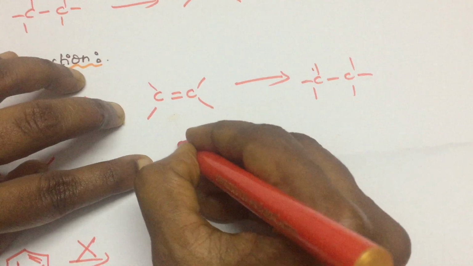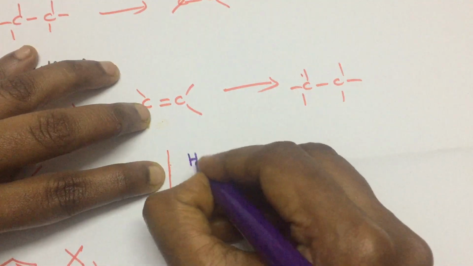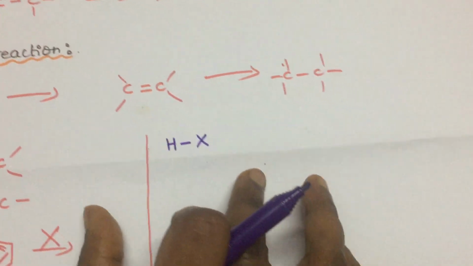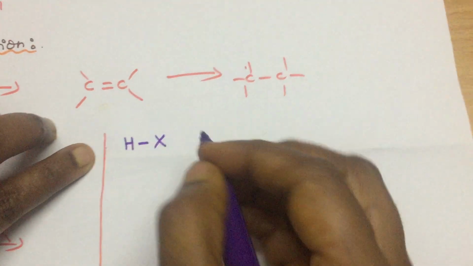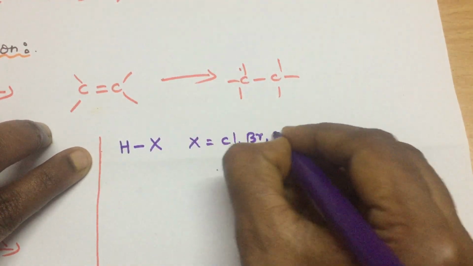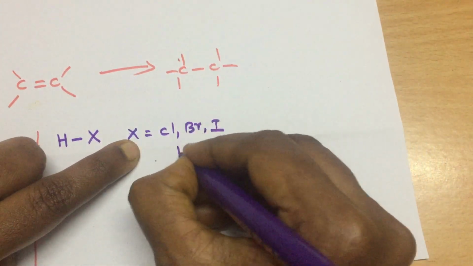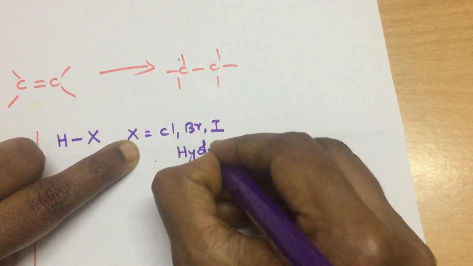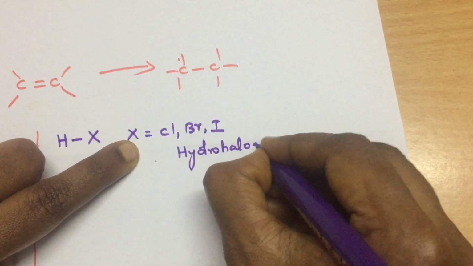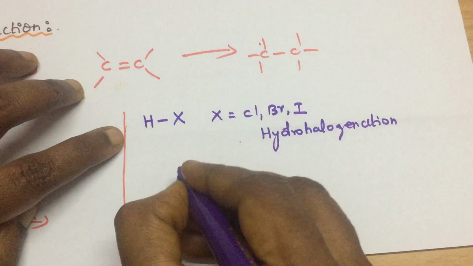So what are the reagents that can add against a carbon-carbon double bond or a triple bond? You can add hydrogen halides, HX, where X is chlorine, bromine or iodine. This we call hydrohalogenation. Hydrohalogenation. Then what else can we add?